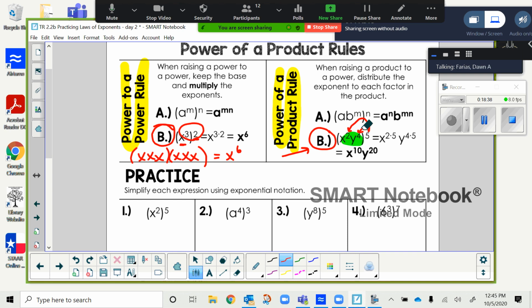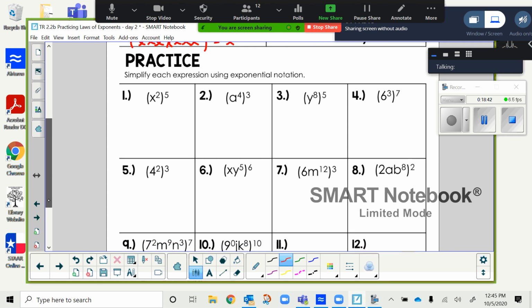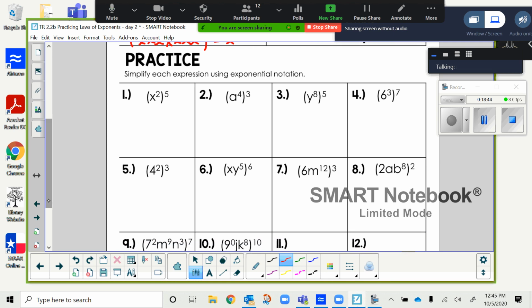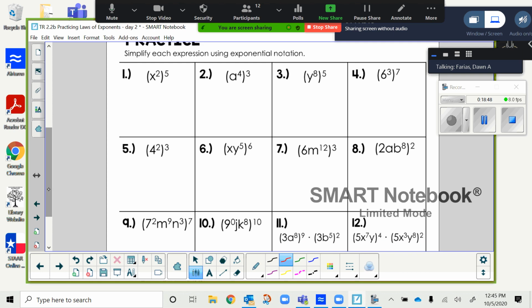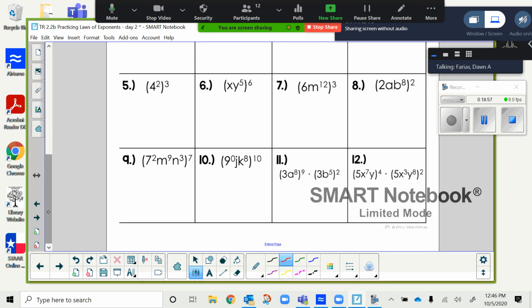So to save us a little bit of time, let's skip the really easy ones and start with, do 6 through 12. So do these.